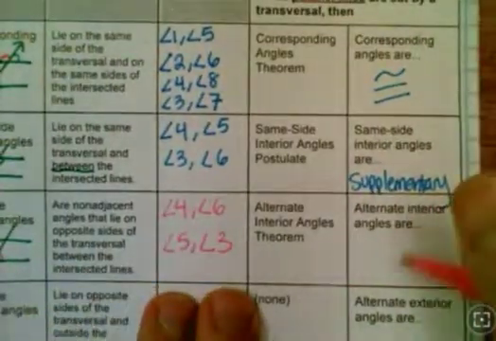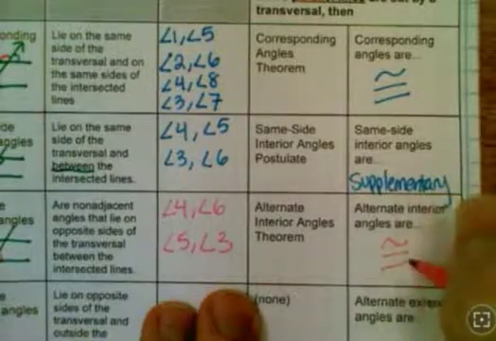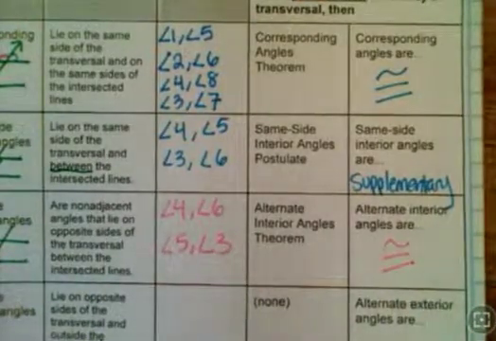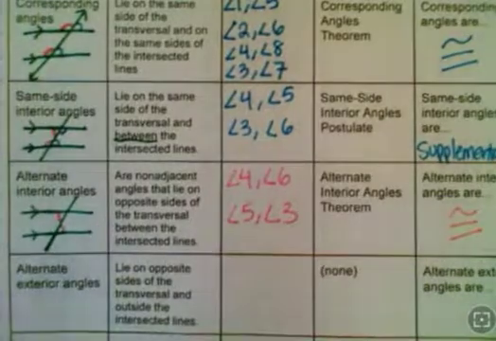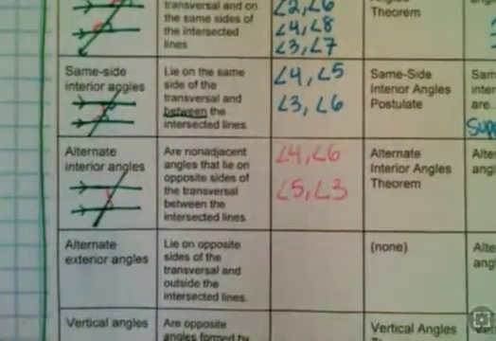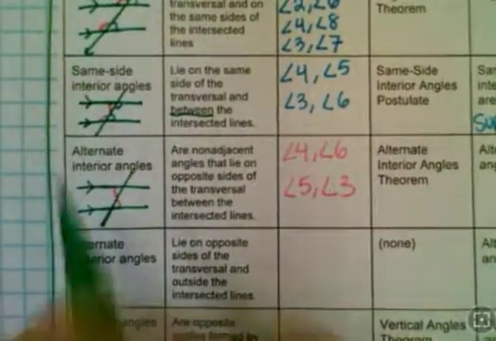And the alternate interior angles theorem says that alternate interior angles are congruent. I hope you can see that from the diagram. Okay, a couple more to go. Alternate exterior. We'll draw our little friend again.